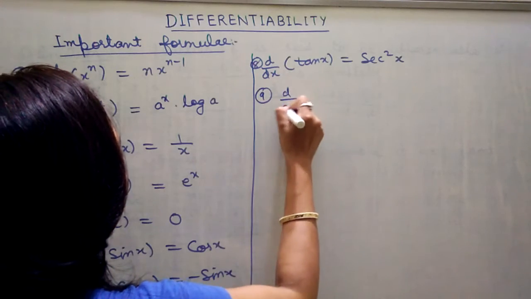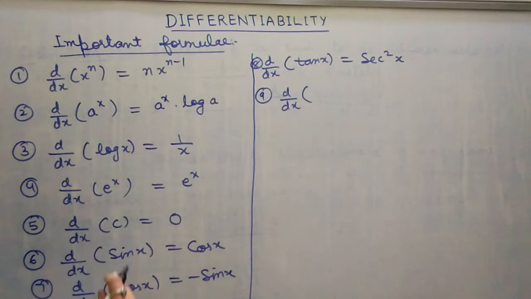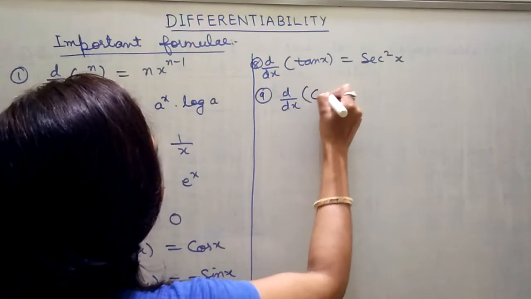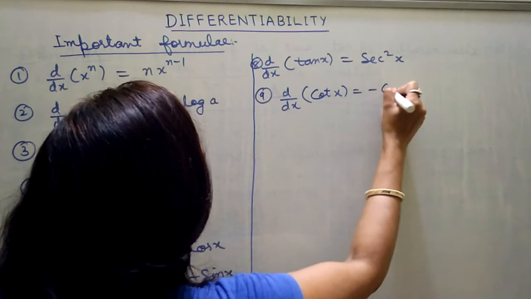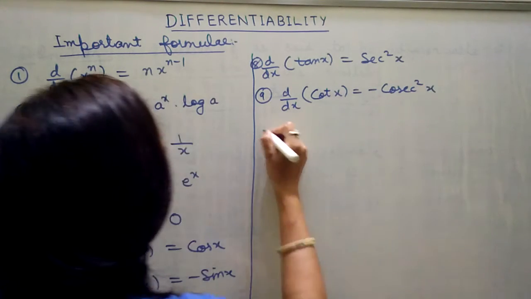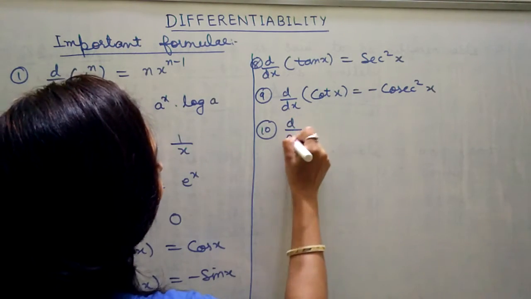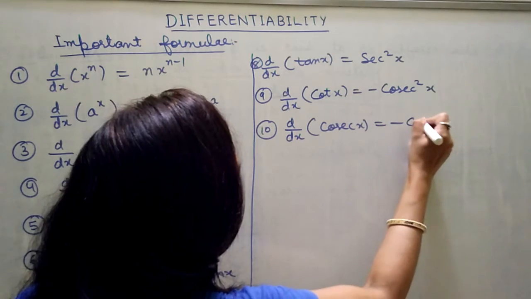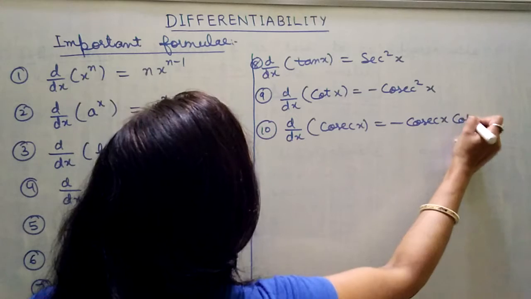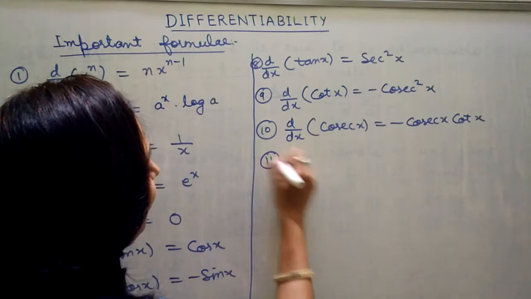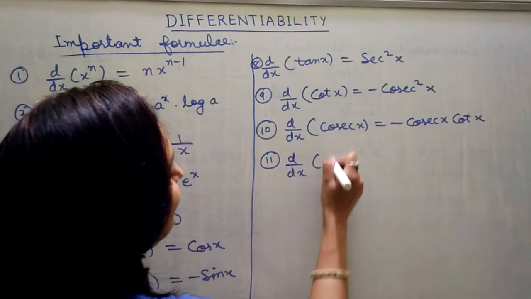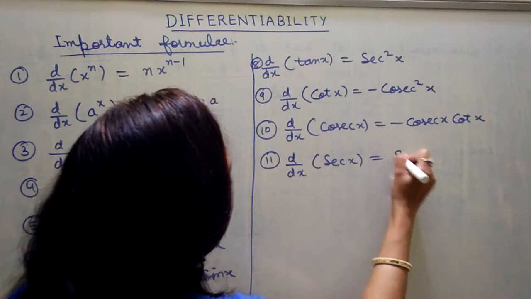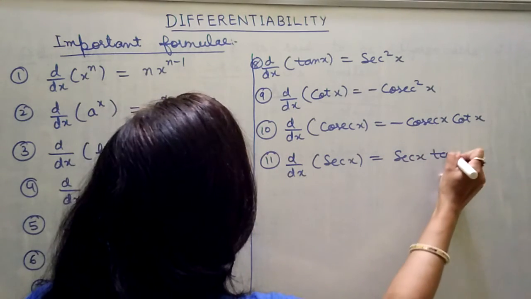9th is derivative of cot x, that is minus cosecant square x. 10th is derivative of cosecant x, that is minus cosecant x cot x. Derivative of secant x, that is secant x tan x.